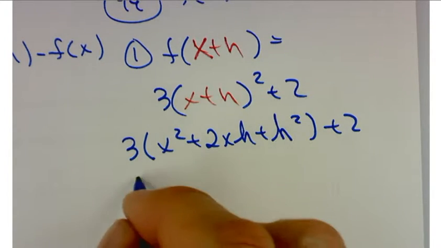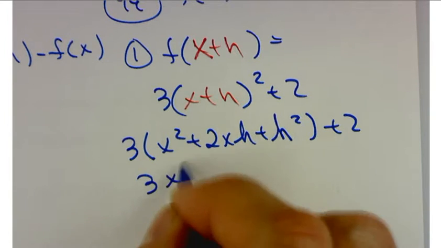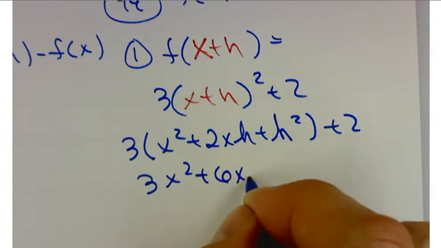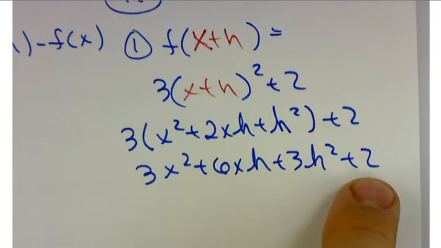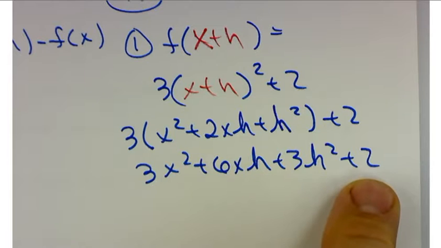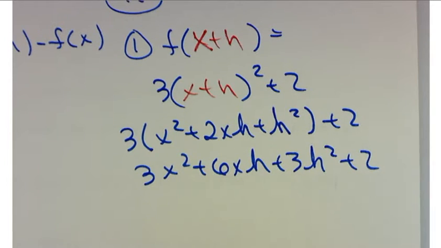Finally, let's distribute the 3. 3x squared plus 6xh plus 3h squared. And don't forget that 2 that's still hanging around here. So that's our first step, is to find f of x plus h.